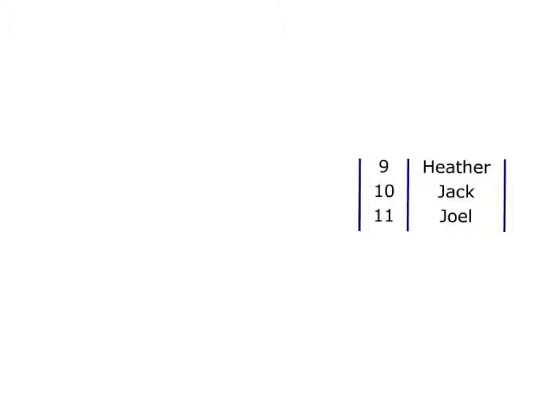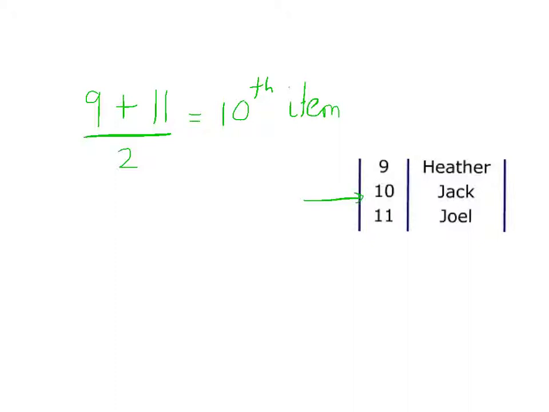So once again, in our reduced list, we want to find the middle item. And we have the items that go from 9 to 11. So the middle item will be 9 plus 11 divided by 2, which is the 10th item. So the middle item in this list clearly is number 10, Jack.